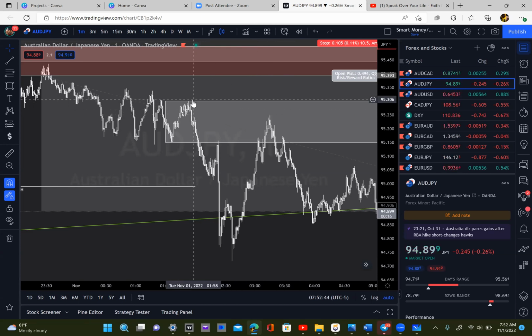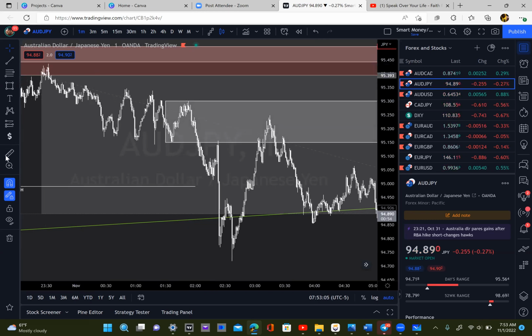So you put your stop loss above this last high right here, because this high that it just made already respected this. So 9 times out of 10, it's not going to come back up here. And if it does, most likely price is going to keep going up. So that's why you put your stop loss above here. Put it a few pips above.